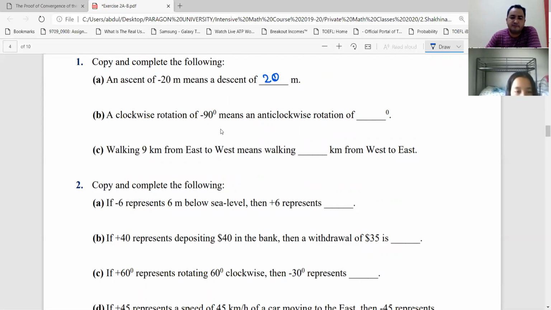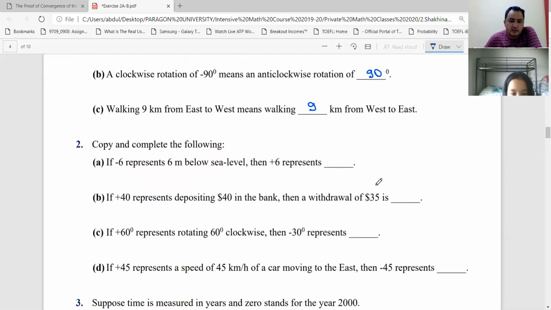Okay. B. A clockwise rotation of -90 degrees means an anti-clockwise rotation of blank degrees. 90 degrees. Why? Clockwise rotation of -90 means clockwise, but negative, opposite direction, right? It's anti-clockwise rotation of 90. Okay, C. Walking 9 kilometers from east to west means walking blank kilometers from west to east. 9 kilometers from west to east. All right. They're the same distance.